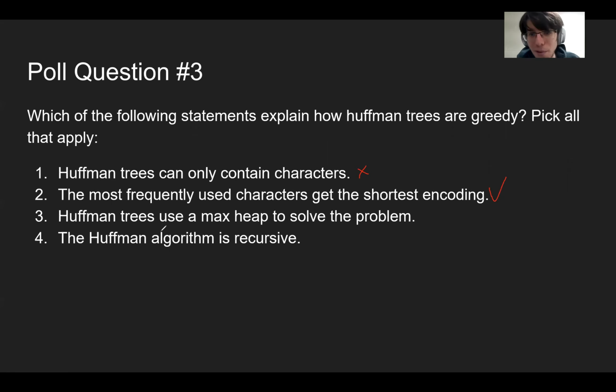They use a max heap to solve the problem. That doesn't make it greedy. You can solve plenty of problems with max heaps without greedy solutions, so that's not true. The Huffman algorithm is recursive. Just because you use recursion does not make something greedy. So it's not that one. So the answer is 2, and only 2.